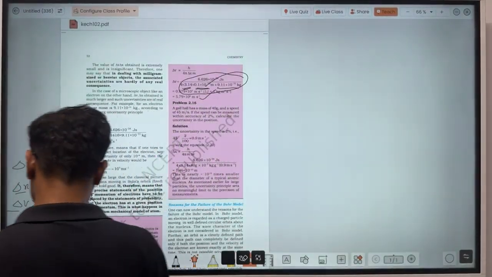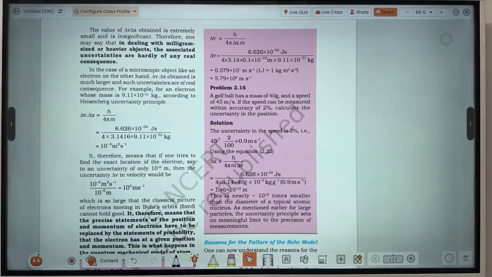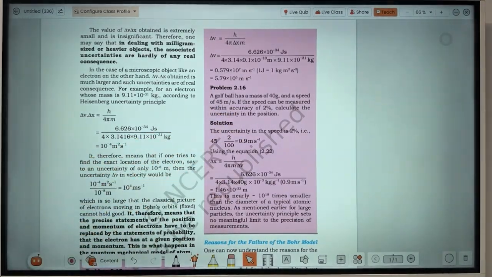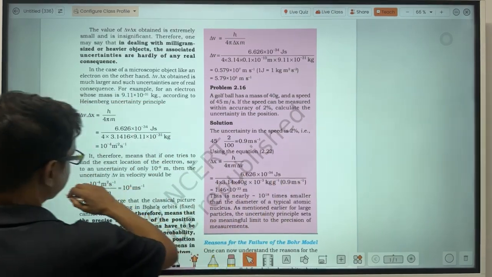Okay, next question, watch out. A golf ball has the mass 40 gram and its speed has been given. The speed is calculated with an accuracy of 2%. So what will the uncertainty in the position be? The inaccuracy is 2%. The velocity is given here as 45, so the inaccuracy will be 2% of 45.